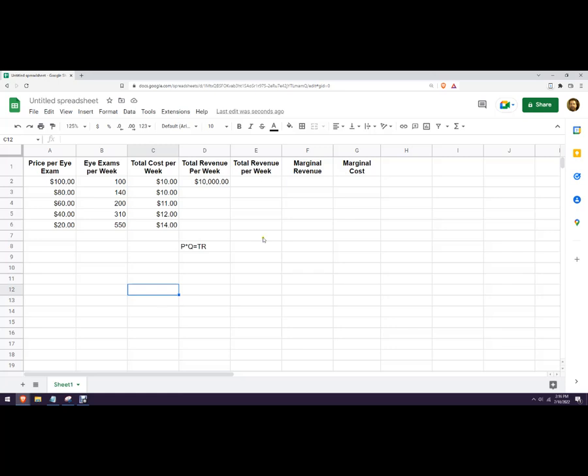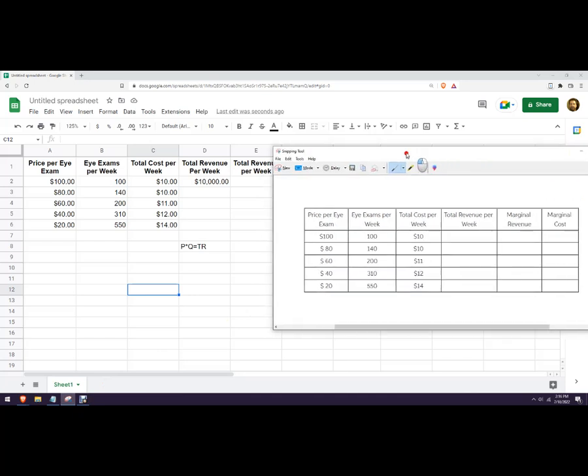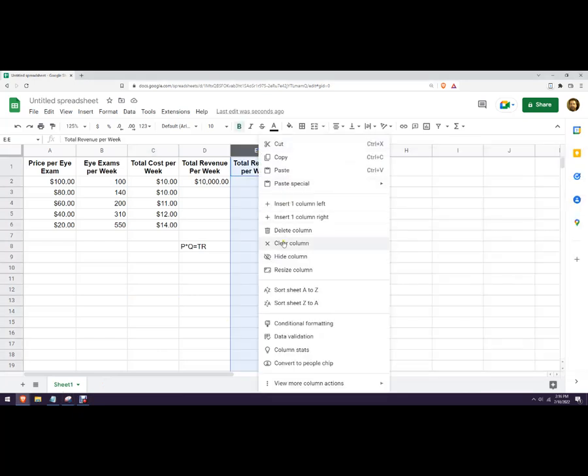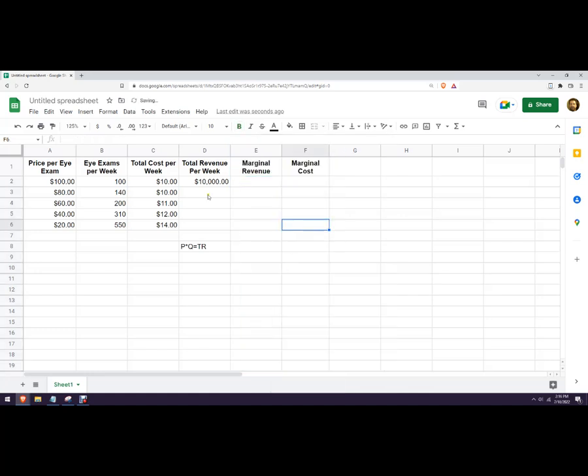All right, and then why do I have total revenue twice? I just did it twice. Doubling up things, weird. All right, so we'll just delete that column, no problem.